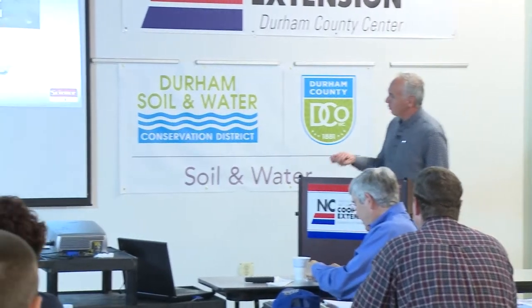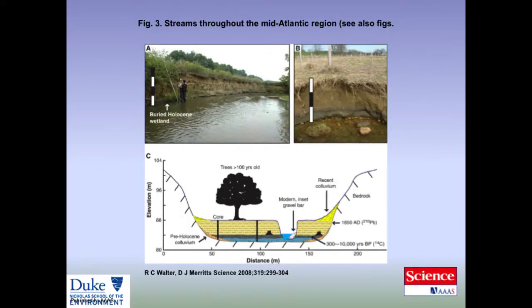So I'm borrowing a figure right out of Walters and Merritt's paper here, showing, again, our Holocene wetlands that have been covered by our legacy sediments, and shows an example here with a black band at the toe of the stream bank, and again, several meters of accumulation of legacy sediments on top of it. So you can advance, Kurt.